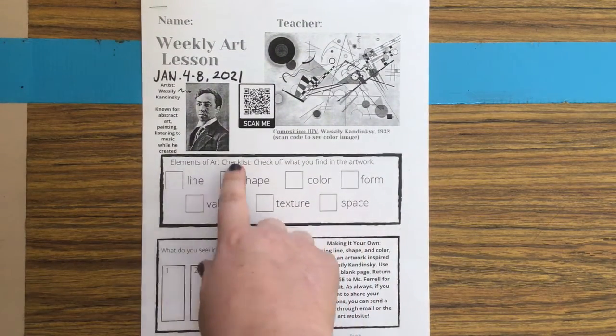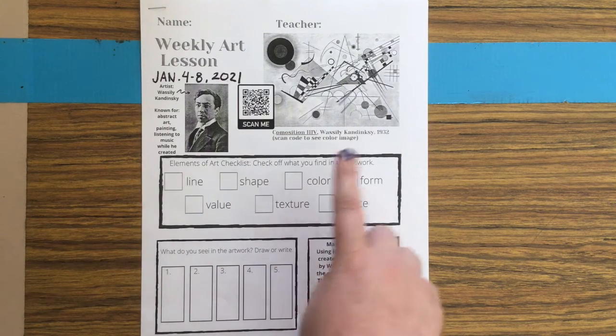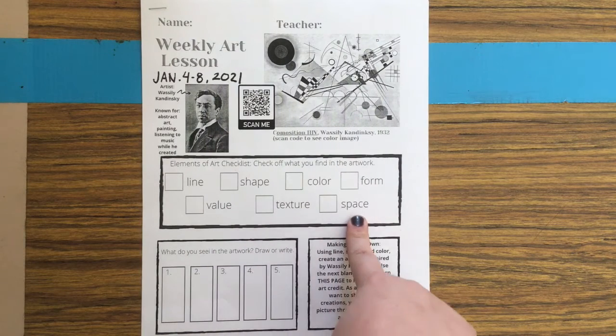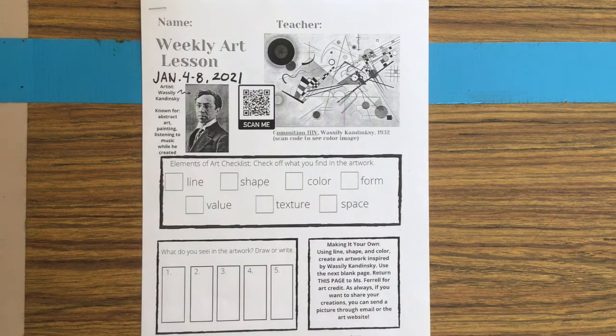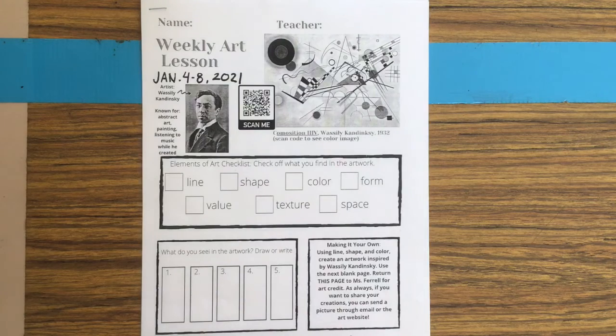Here is our elements of art checklist. They are line, shape, color, form, value, texture, and space. These are the 7 words that we have been working on using all year. If you get to a word that you don't recognize, don't worry about it. I want you to find those words that you definitely do know and tell me what you see. If you see it in the artwork, make a check in the box and move on. You might not check off all 7 for every artwork, and that is okay.